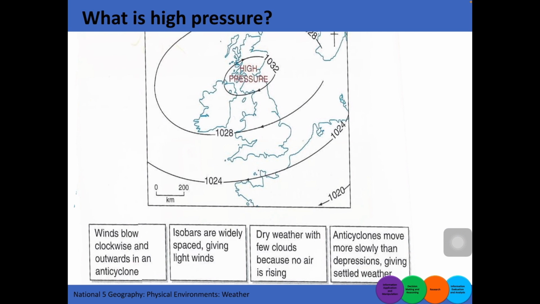In an anticyclone, we're going to have dry weather with few clouds because the air is sinking. So because no air is rising up into the atmosphere, it cannot cool, it cannot condense, it cannot make rain clouds. The air in an anticyclone is sinking. And as air is sinking, it's only going to get warmer and spread outwards as it reaches the Earth's surface, so there is no opportunity for clouds to form in an anticyclone for the most part. Anticyclones move quite slowly, so they will give settled weather for a long period of time.